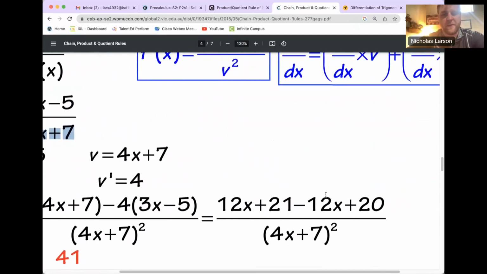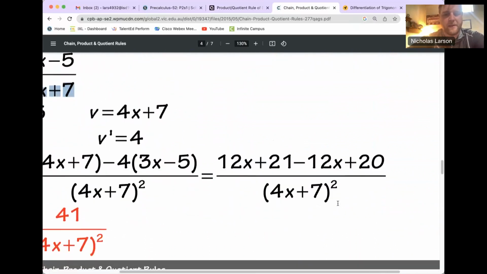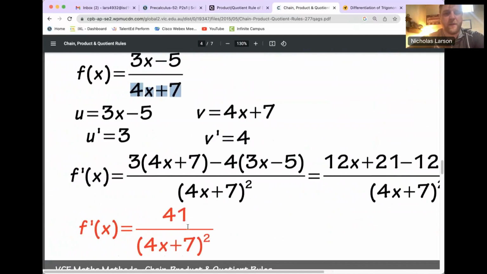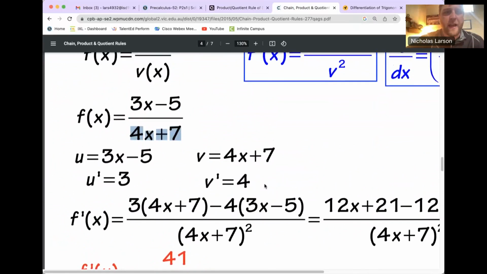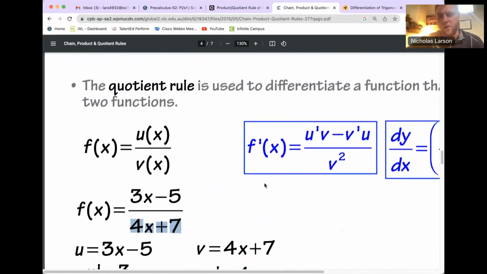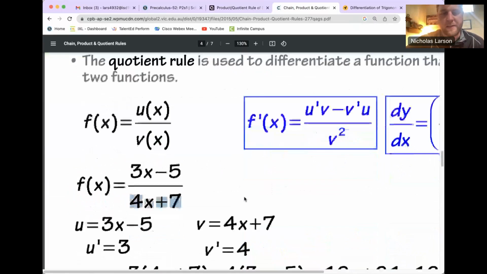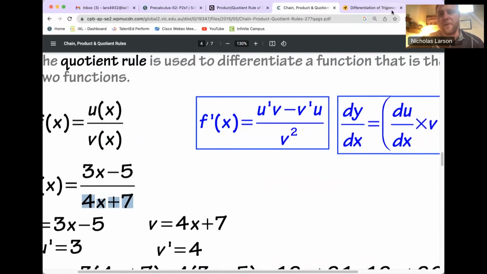So I start to simplify and I can combine like terms and I end up getting an answer of 41 over 4x plus 7 squared. It's fine in this example to leave it like this. Sometimes you may want to multiply this out. You may be able to simplify further. So again, depending on the problem or what you're working on. Okay, again, that's the product and the quotient rule. Really quick, simple, easy examples.